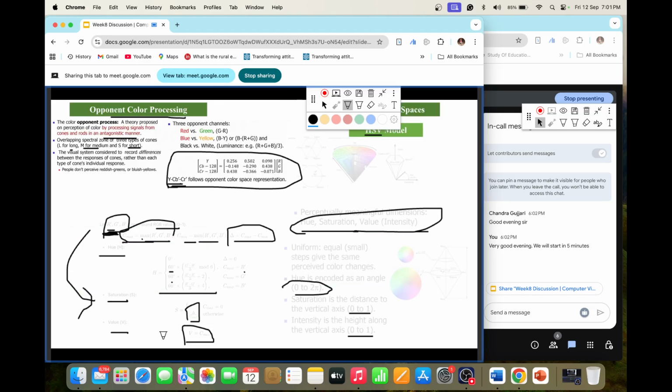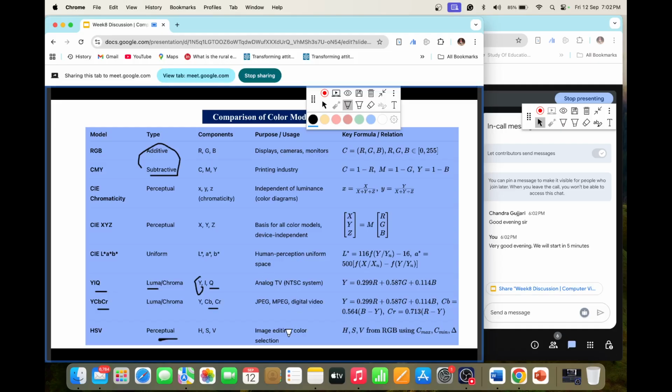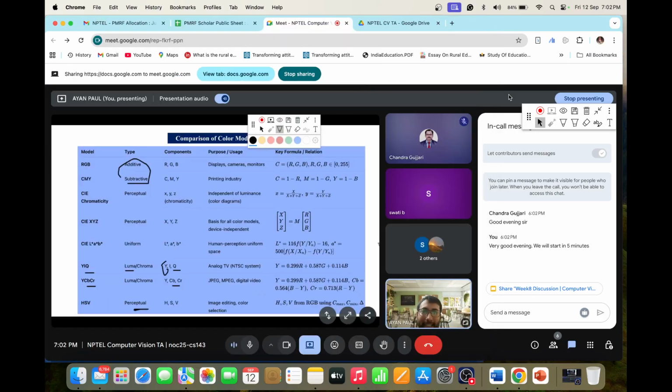It might be because any of these values give more explanation of how we visualize the color. So that is why it has been written as perceptual. And these components I have already explained, the purpose you can see, and these are the formulas. So you can read more about why it is called perceptual, but this is the bigger picture.